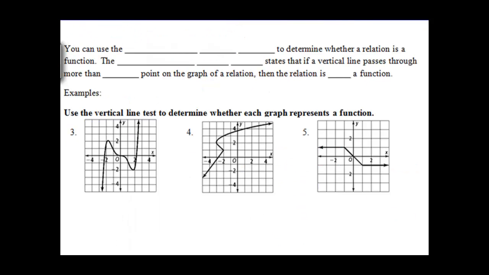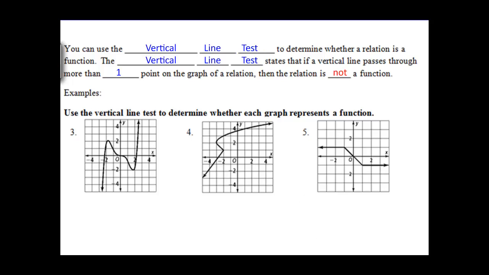We can also use, if we have graphs, we can easily tell if it is a function by using what's called the vertical line test. So this helps us determine whether a relation is a function. The vertical line test states that if the vertical line passes through more than one point on the graph, then the relation is not a function.